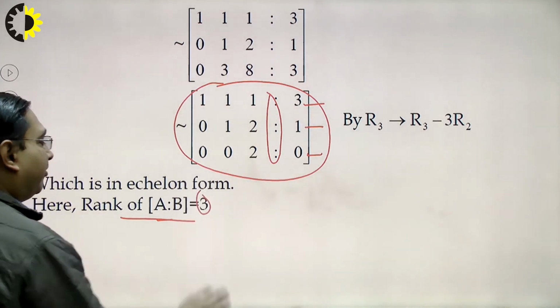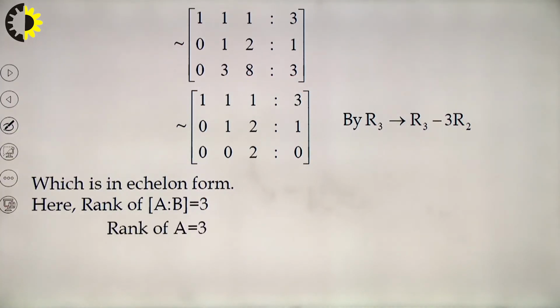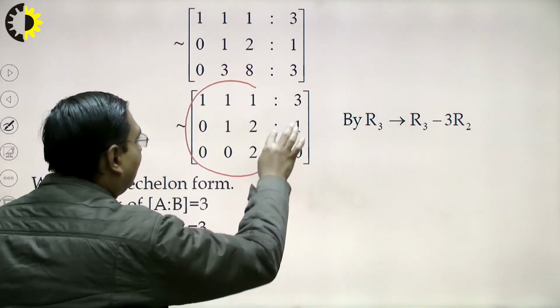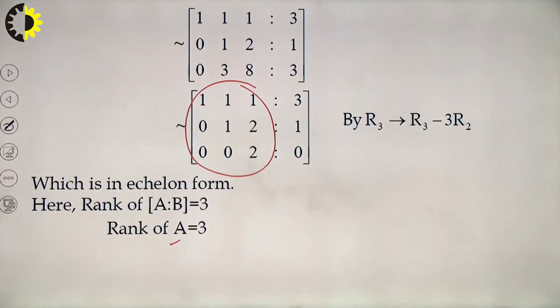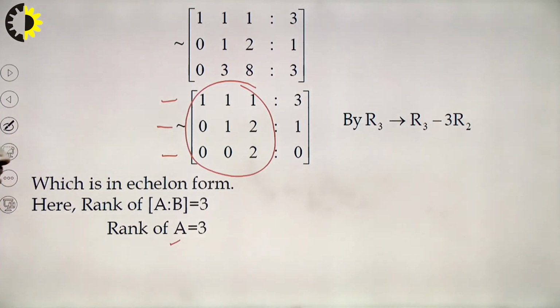So, rank of AB will become 3. Now, we shall find rank of A. A means this part obtained from coefficient matrix A. This part is again having 1, 2 and 3 non-zero rows, and therefore, rank of A is again 3.